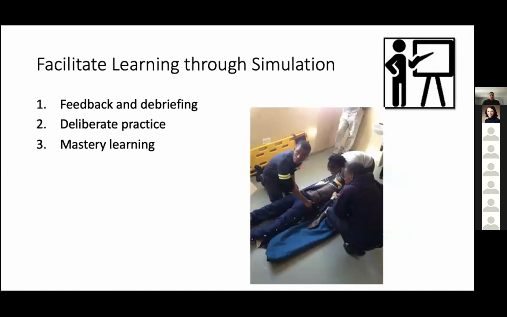So there are a few different ways in which to conduct simulation training. Here are three of the more common types of simulation training that you can use. The first type, feedback and debriefing, is more traditional, where you start a scenario and just let a team go all the way through the entire scenario. And then at the end, you provide the team with evaluation.